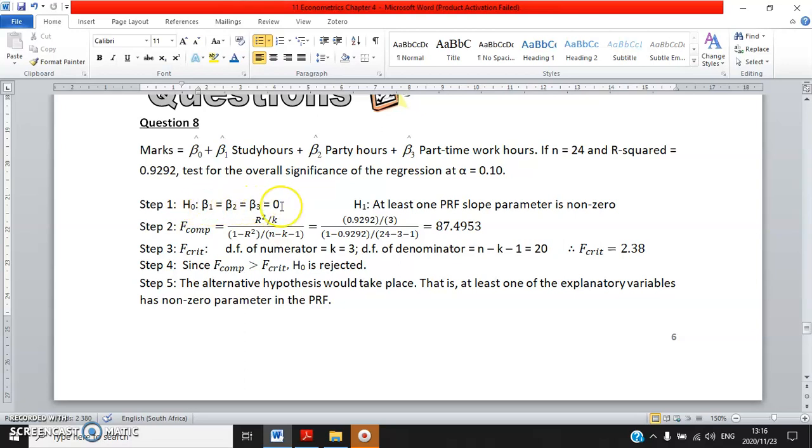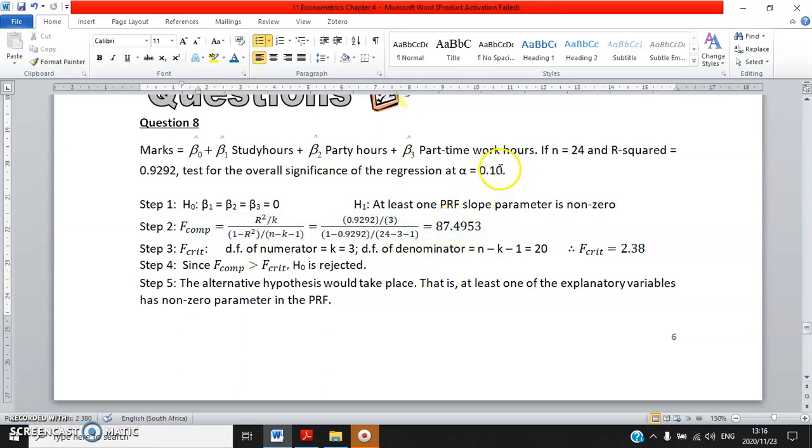We don't want all slope parameters to be 0, because if that happens, it means the R square, or goodness of fit, will be 0. H1 is what we want to happen. For the computed F stat, R square must be given to you, divided by K: 1, 2, and 3. Denominator: 1 minus R square, divided by N, 24, minus K, 3, minus 1 for the constant. So this is the computed F stat.